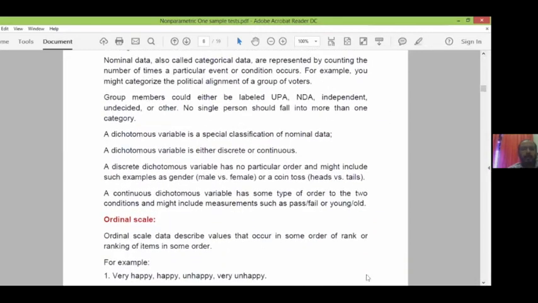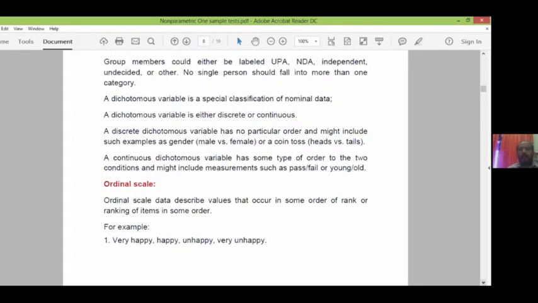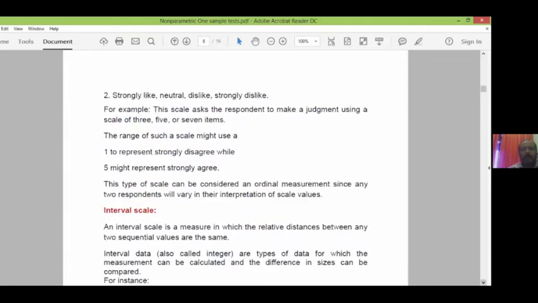Ordinal data describe values that occur in some order or rank, or a ranking of items in some order. For example, very happy, happy, unhappy, very unhappy, or strongly like, neutral, dislike, strongly dislike. For example, the scale asks the respondent to make a judgment using a scale of 3, 5, or 7 items. The range of such a scale might use 1 to represent strongly disagree, while 5 might represent strongly agree. So this is some example I have given here.